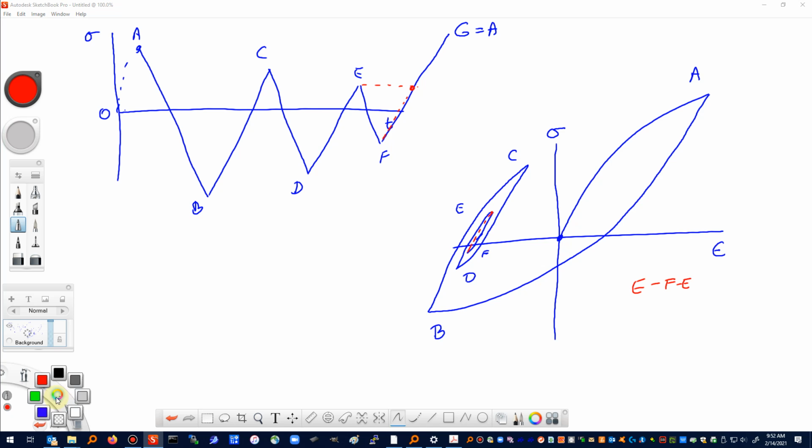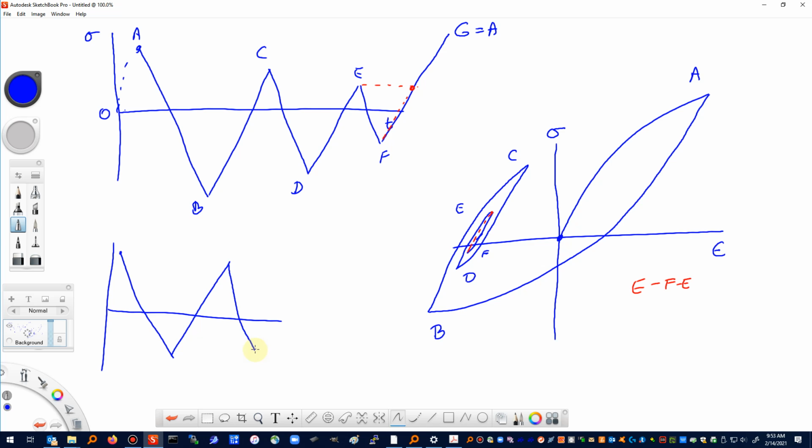Okay, what would that time history look like? Okay, so this is where F used to be, but it goes from D all the way up to E, all the way back up to G or A. So now it's just like that. This excursion wasn't even around.